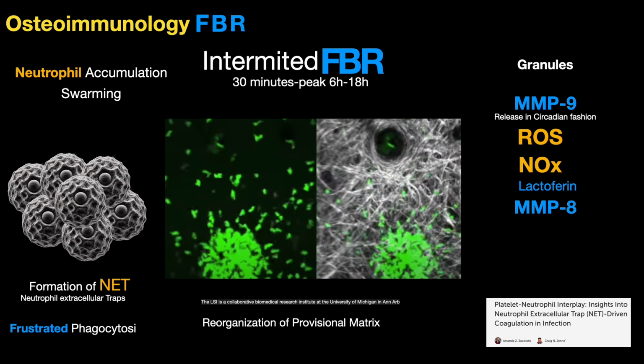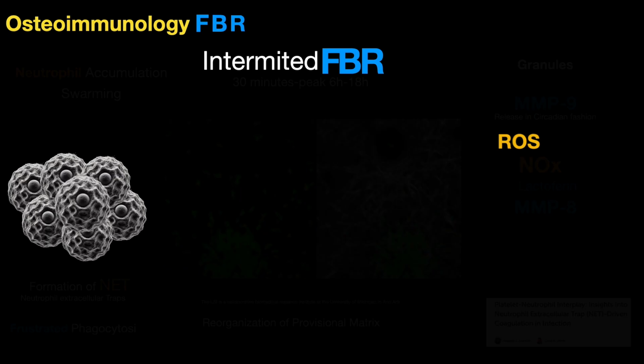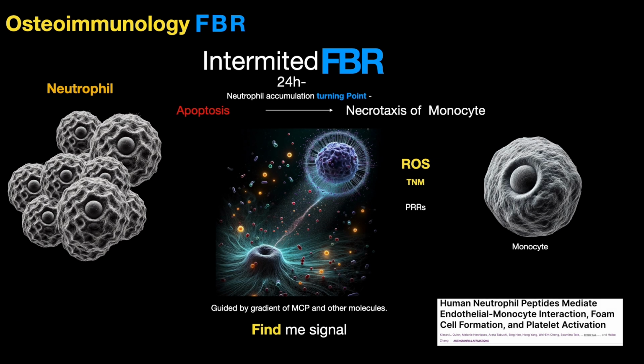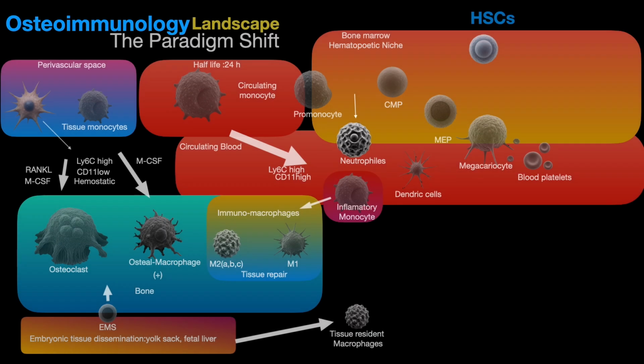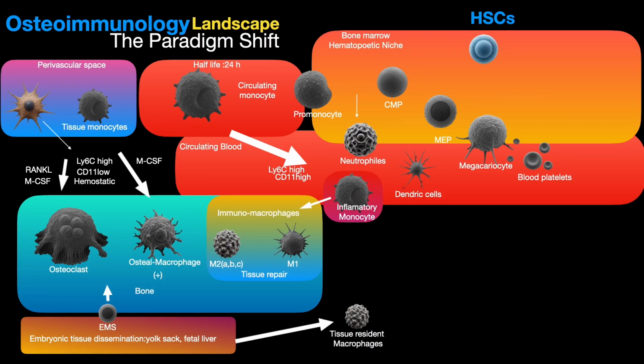Neutrophils are released in a circadian fashion, and you get more neutrophils in the morning than in the evening. So neutrophils, as they produce lots of reactive oxygen species, commit apoptosis, and those cells attract monocytes, which are guided by necrotaxis to dissolve neutrophils. So we call it a find-me signal. And as the neutrophil-monocyte replacement happens, just so you know, where are the neutrophils, where are the monocytes, the cousins.